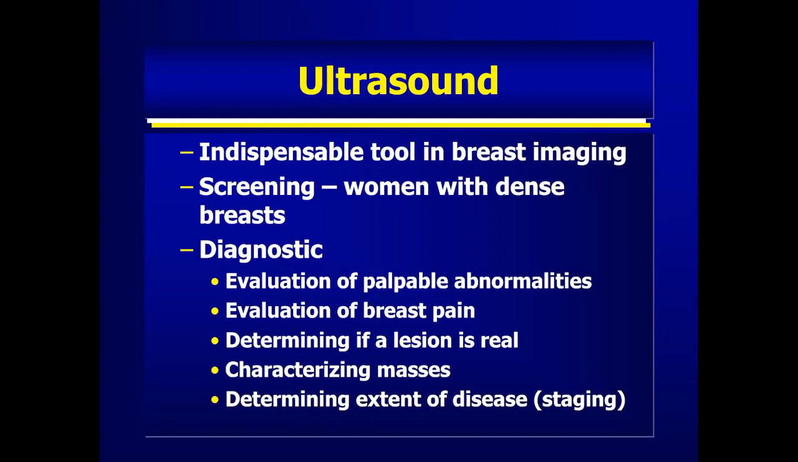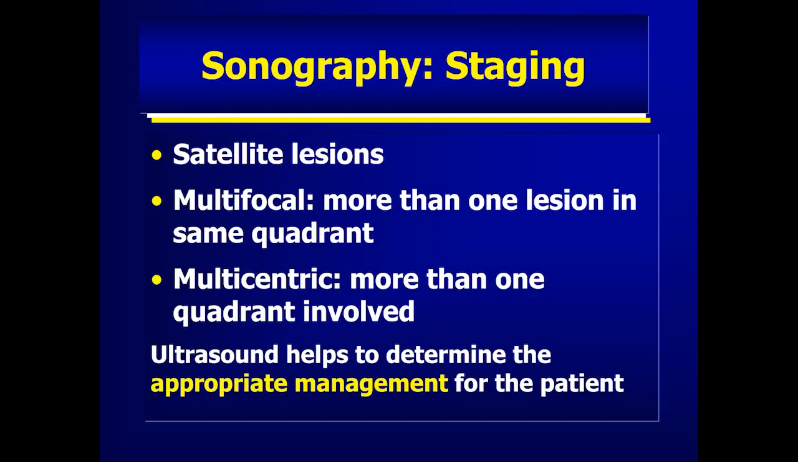And another area that we use our ultrasound for on a daily basis is what we call determining the extent of disease, or staging, really determining how much cancer is there. Is there cancer in another quadrant? That would make it a multicentric disease, or more than one lesion in the same quadrant, which would make it multifocal disease. So when we're doing staging, we're looking for satellites, trying to determine if there are lesions in addition to the main lesion or the previously biopsied lesion. And ultrasound helps us to determine the management for the patient.